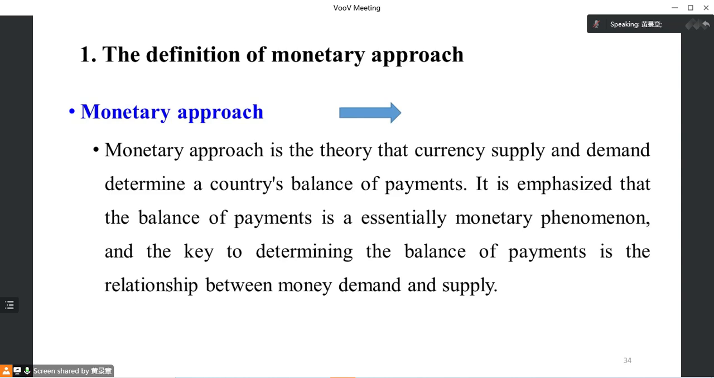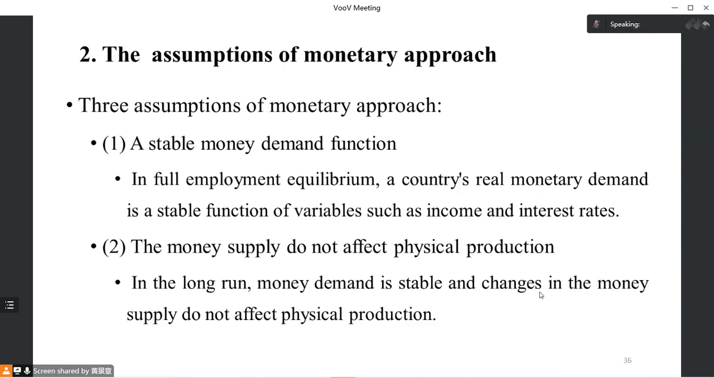The economist tells us that the balance of payments is a monetary phenomenon, and uses money demand and supply to solve this country's current account deficit. Let's go on.